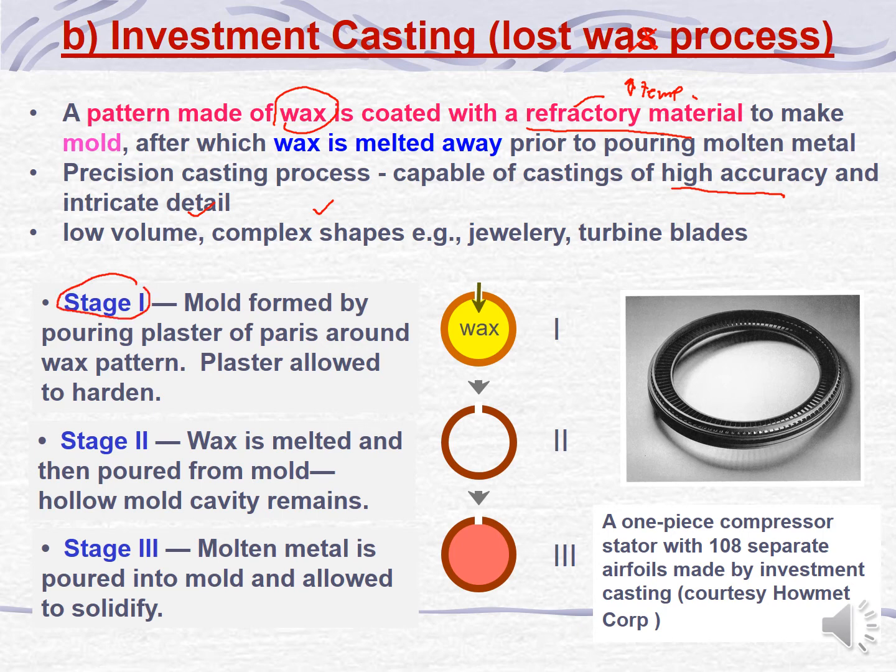There are three stages of the casting process. One is the formation of the mold. And then the wax is melted, which will produce a hollow cavity, and then molten metal is poured into the mold. Okay, this is an example of a product from investment casting.